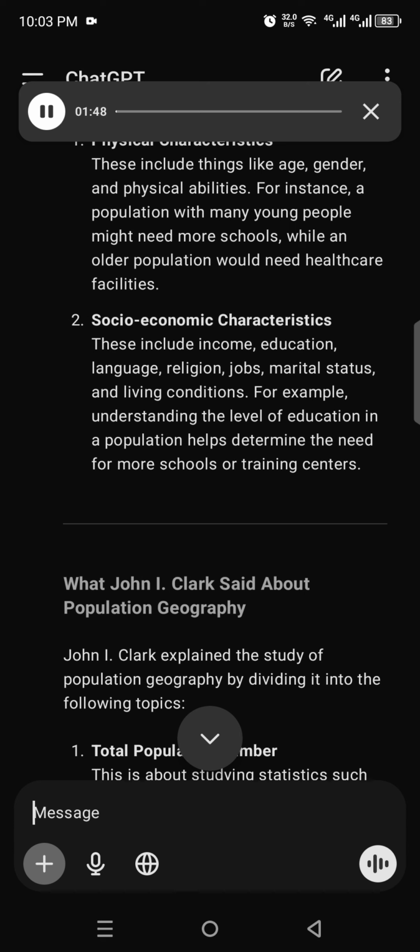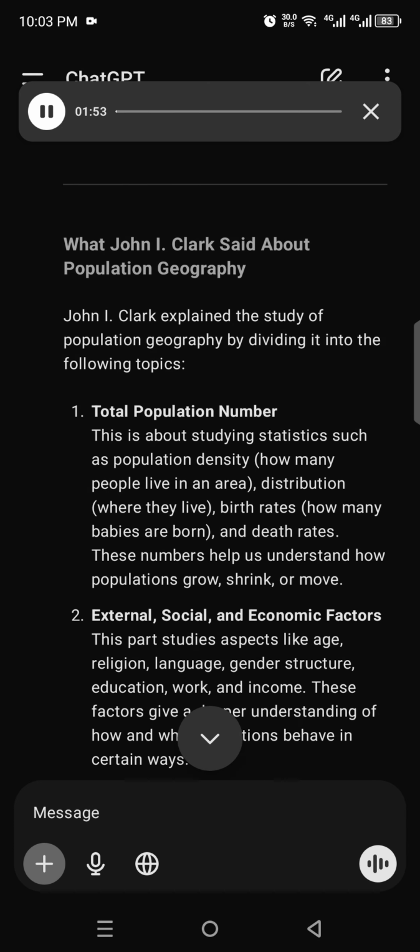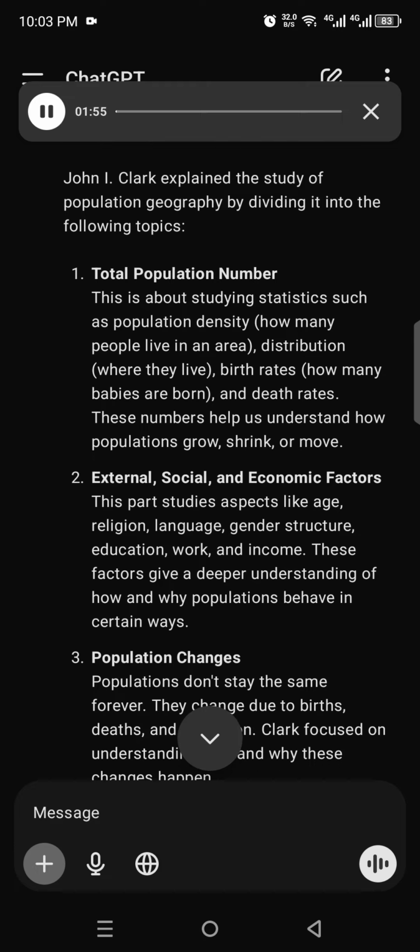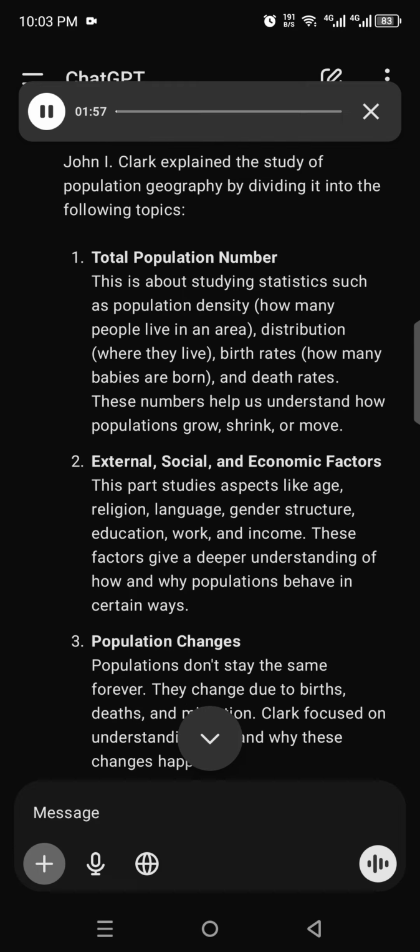What John I. Clarke said about population geography. John I. Clarke explained the study of population geography by dividing it into the following topics. 1. Total population number. This is about studying statistics such as population density, how many people live in an area, distribution, where they live, birth rates, how many babies are born, and death rates. These numbers help us understand how populations grow, shrink, or move.